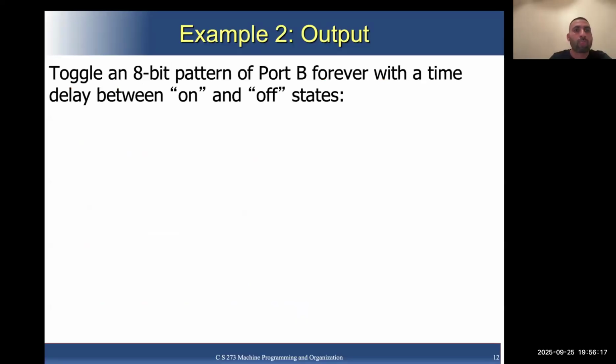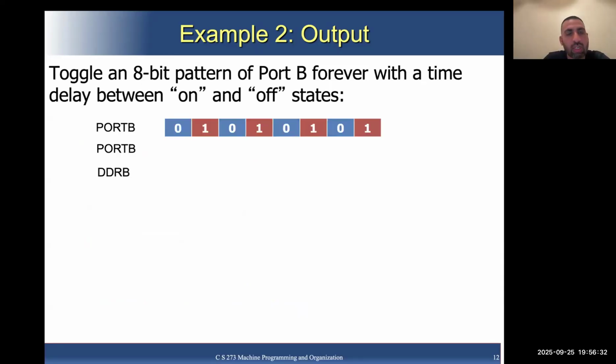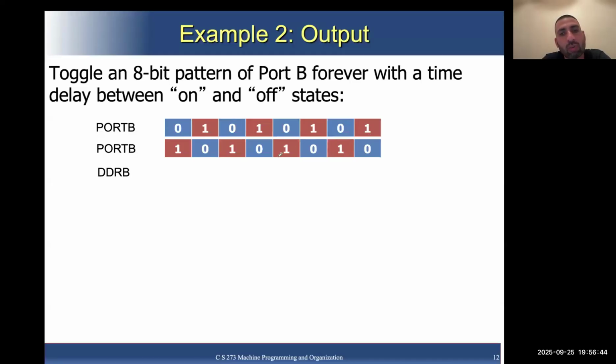Yeah, okay. So, example two: you need to write a program which toggles an 8-bit pattern of port B forever with a time delay between on and off states. So what we want to do is first send an alternating bit pattern of 0 1 0 1 0 1 0 1 to port B, and then send the pattern 1 0 1 0 1 0 1 0, but with a delay between sending these two patterns. And since you are writing on all the pins, sometimes 1 and sometimes 0, you need to configure all the pins as output pins, right?